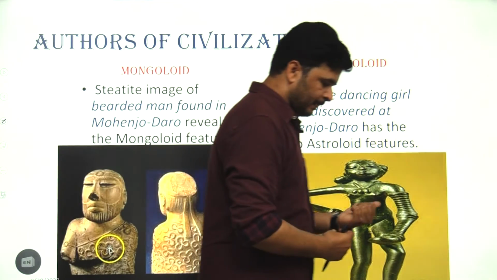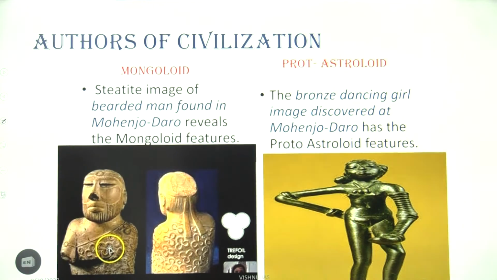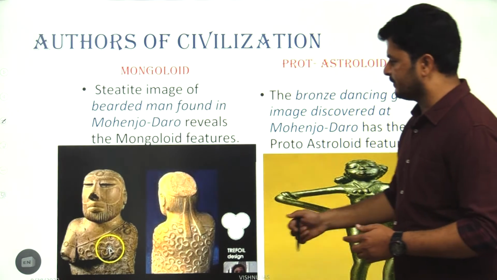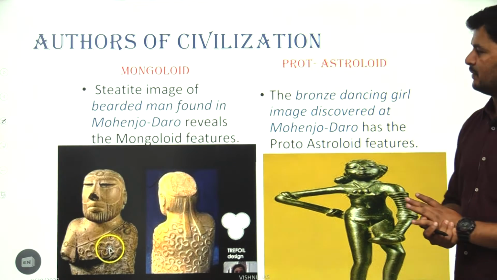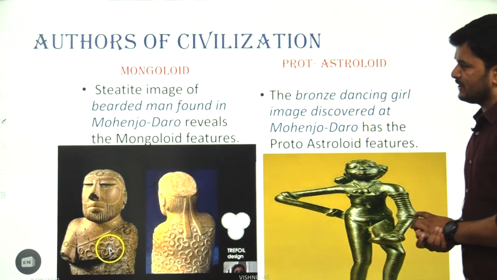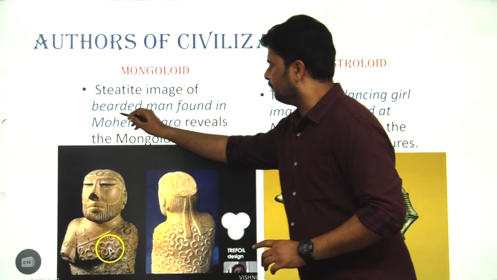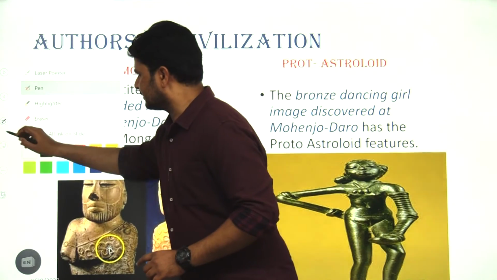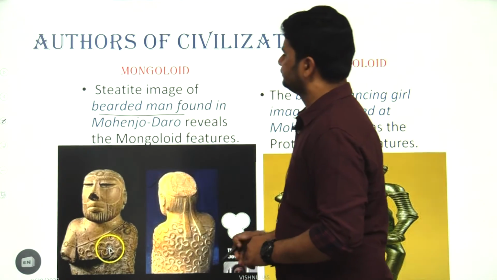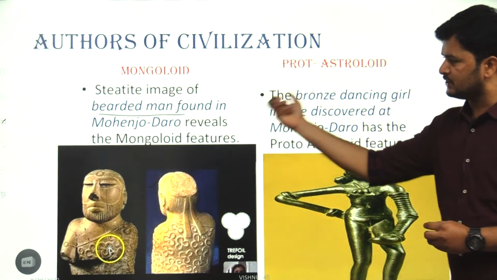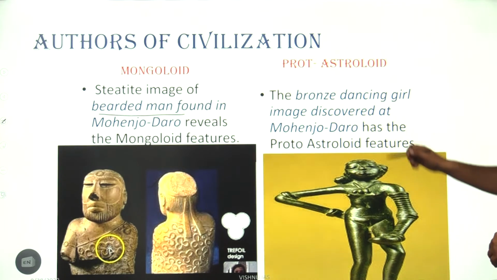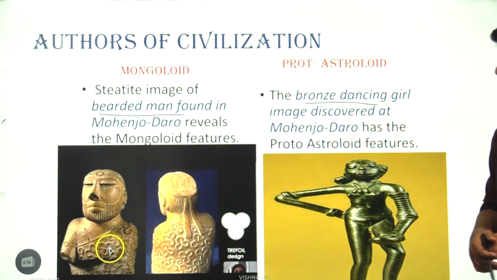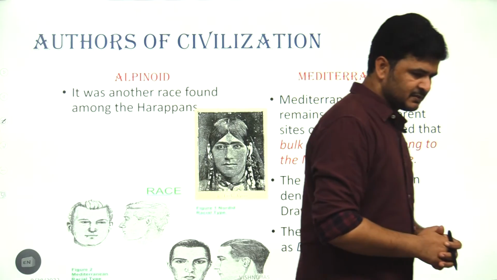Now just have an idea of the examples. When I say Mongoloid race, the best example is the gentleman priest, we call it the head of the priest, Mongoloid, the stereotype image of a bearded man, priest. This particular image we discovered from Mohenjo-daro, followed by Proto-Australoid, the bronze dancing girl, once again from Mohenjo-daro. So these are the hypotheses, just have an idea.